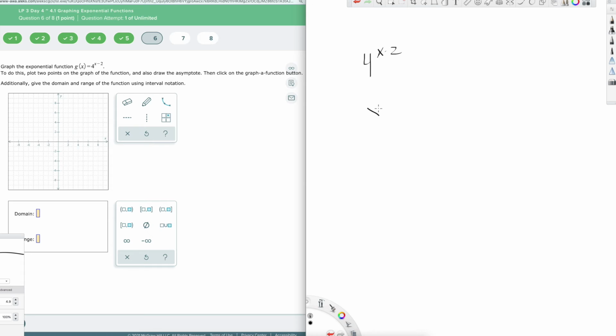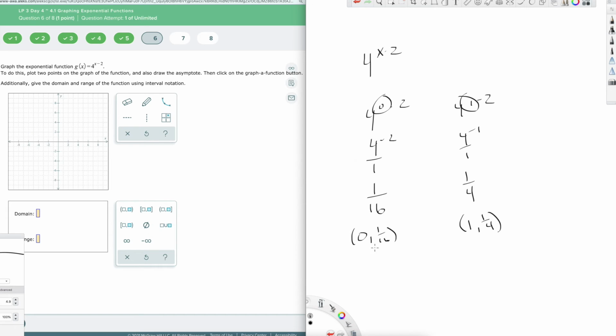So let's go ahead and go with 0. And we have 4 to the -2, which means that we're going to move it to the bottom. So it's going to be 1 over 16. So that coordinate was 0 and 1/16. And then let's go with 1. So we'd end up with 4 to the -1, which is 1 over 4. So that's 1 and 1/4, because we plugged in 0, we plugged in 1. That's why I have the 0 and the 1. And then this is what we received for both of those.